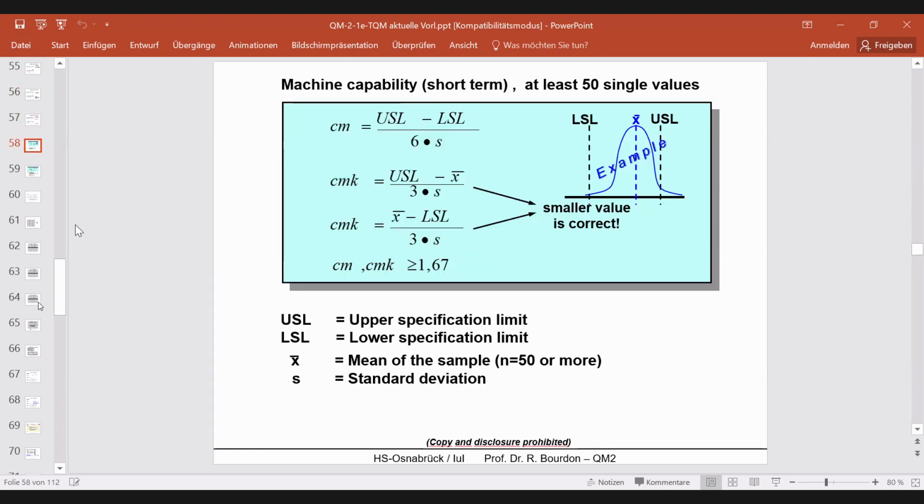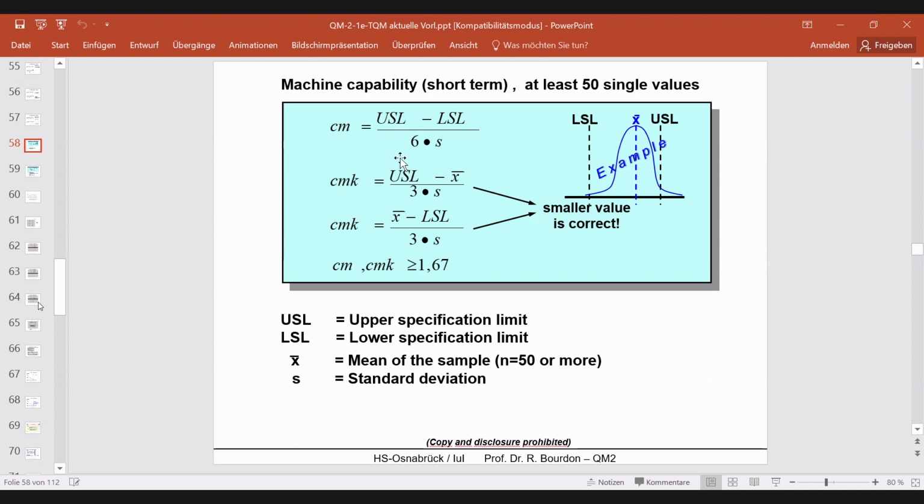Well, what do CP and CPK mean? At first, the first step is you must calculate the machine capability. This is a short-term capability. Usually 50 single values are used. So you produce 50 parts and measure one characteristic, let's say one dimension. For this dimension, you have an upper specification limit and a lower specification limit. And the CM factor is this tolerance area divided by 6 times the standard deviation. So these 50 measurement values have a standard deviation, and you take it times 6, and you can do this equation here, and this is CM.